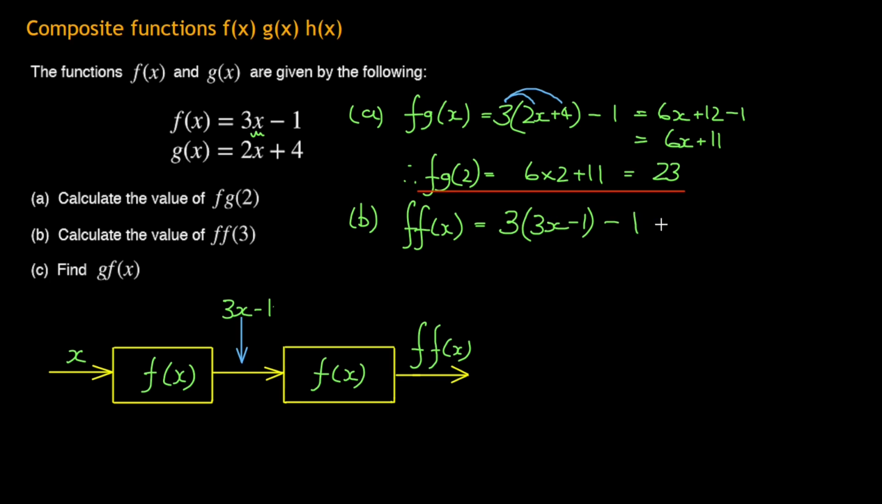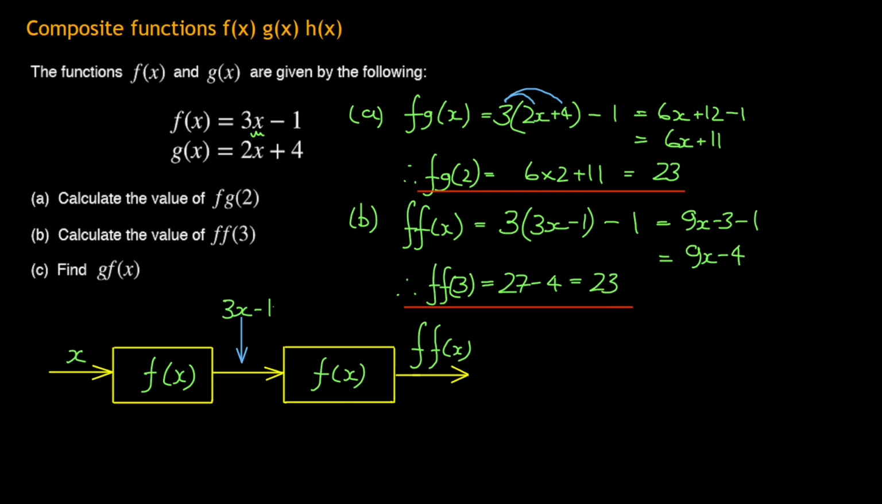Algebra again, this bracket expanded is equal to, we get 9x minus 3 minus 1, which simplifies to 9x minus 4. Again, because the question asks us for ff of 3, we just need to substitute 3 into our expression here. So therefore I can say that ff of 3 is equal to 27 minus 4, which is equal to 23. And that will be your second result.